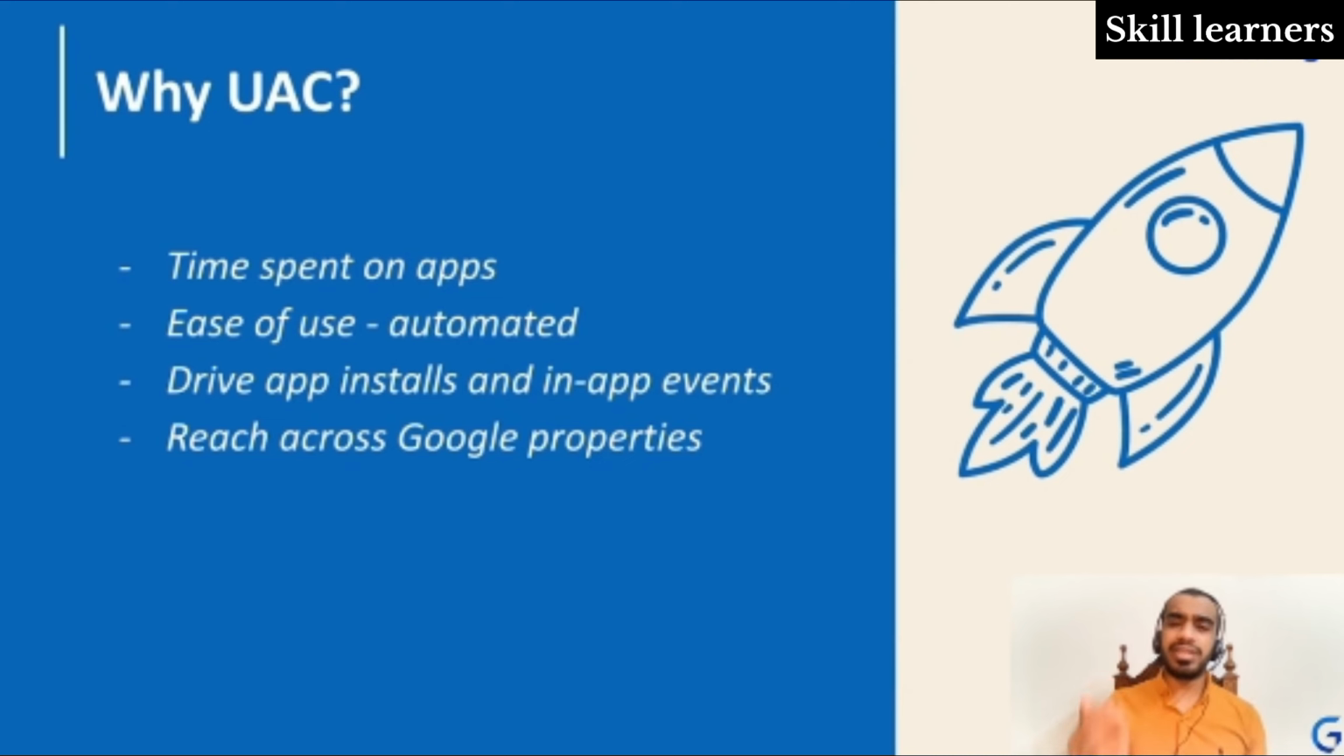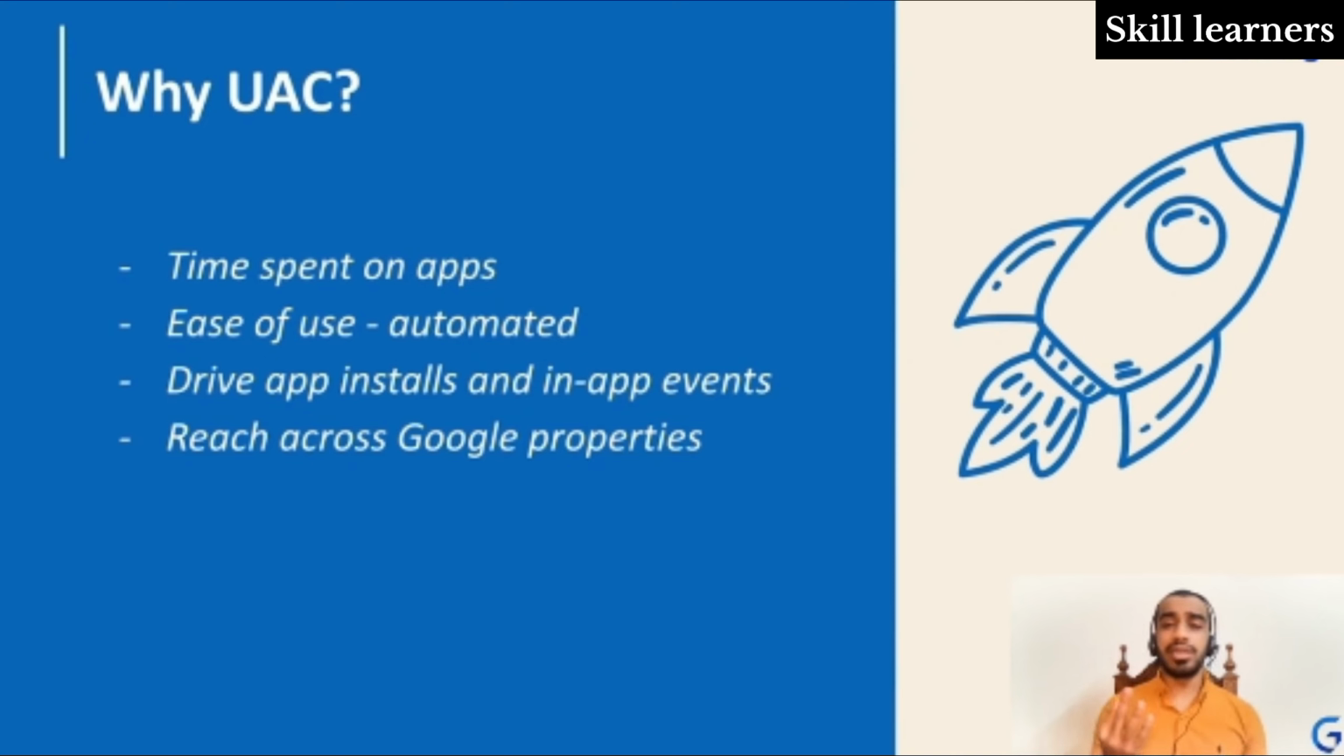So there are different types of objectives that you can use within the UAC campaigns. And post that, it's a very simple process where you just have to provide the assets to Google, and Google itself decides who is the best person to see your ad and convert. And over time, your campaign starts learning and you will see very good results in the future.